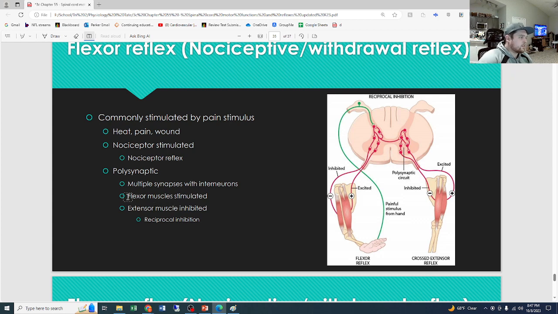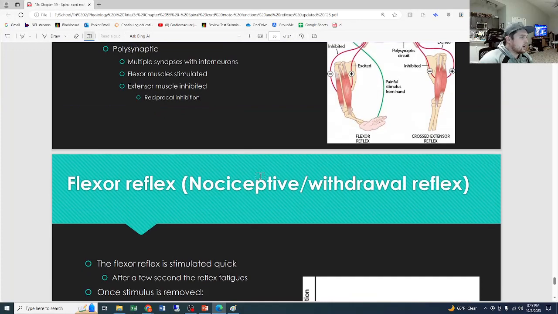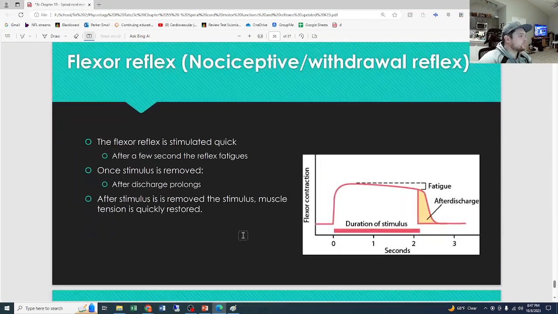And that's because our flexor muscles are stimulated. The flexor muscles pull away, and the extensor muscles are inhibited to allow for that quick flexion. Additionally, let's see if he covers it. Yeah, he covered it right here. So the flexor reflex is stimulated quickly.